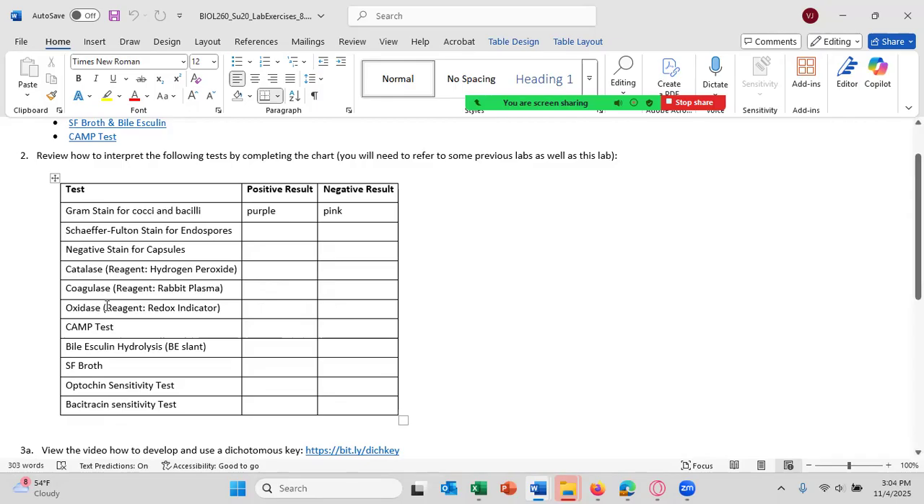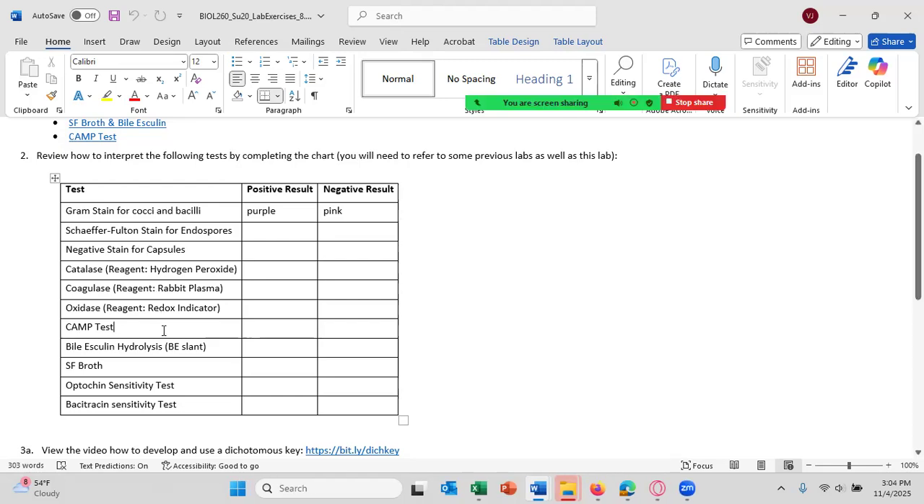And this one I know is not discussed in this lab. You have to look at an earlier lab to answer some of these. I think that one was also done in an earlier lab. The gram stain is not done in this lab, but you should know it. If you don't know it, you can look it up in an earlier lab. The negative stain for capsules is also done in an earlier lab or in the textbook, a lecture.